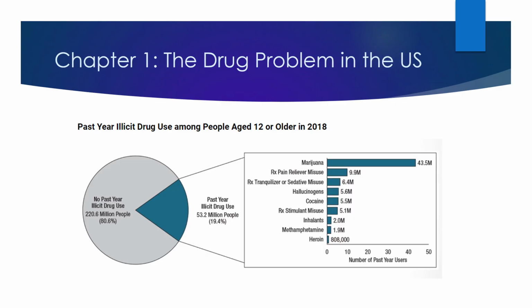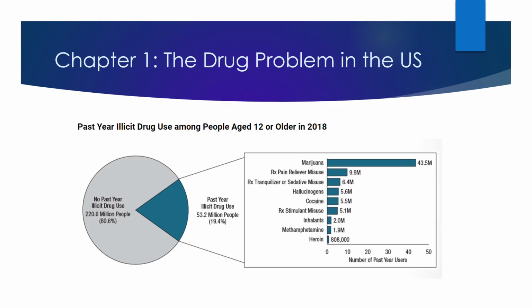If you're talking about people who are 12 or over, so teenagers and adults, you can see that around 81% of this population have not used any sort of illegal drug, serious or minor, over the past year. At the time of this survey, that would have been 220.6 million people not using, compared to, if you look at the blue section, 53.2 million people, or 19.4% of the people 12 and over, who used something in the past year.